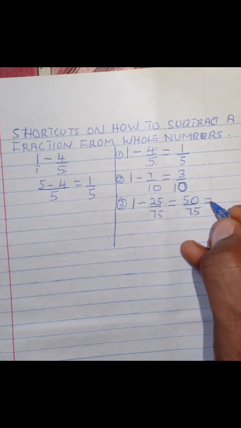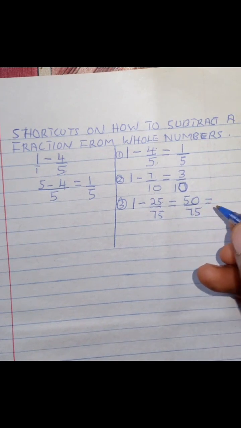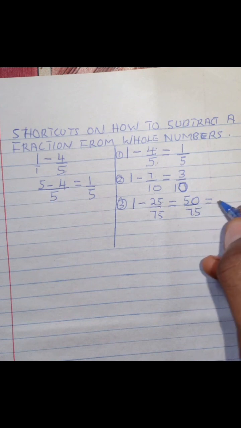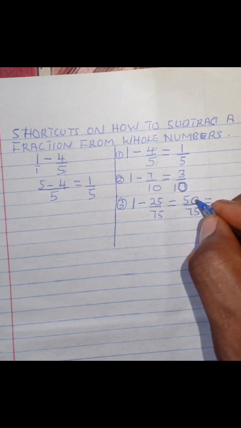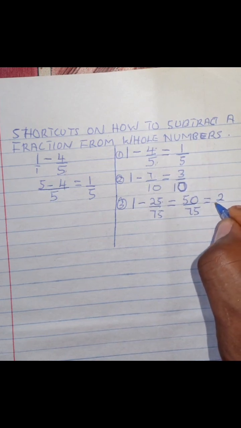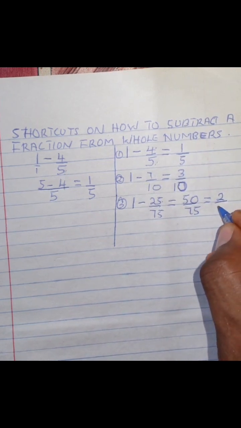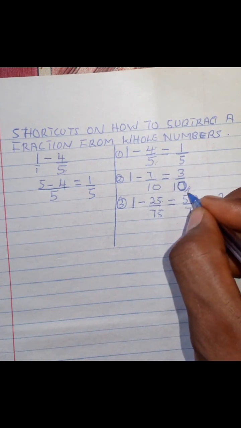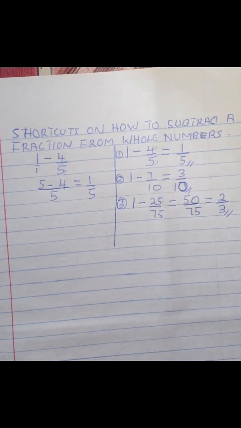But when you see this fraction, it can be simplified. So don't forget to leave your answer in the simplest form. So this will be 25 can divide 50 2 times, and 25 will divide 75 3 times. So my final answer is 2 out of 3.